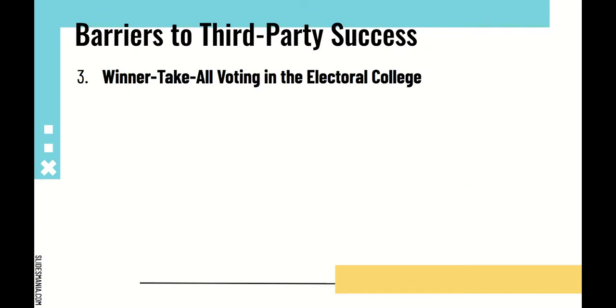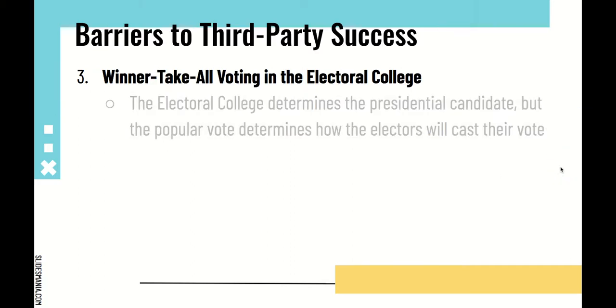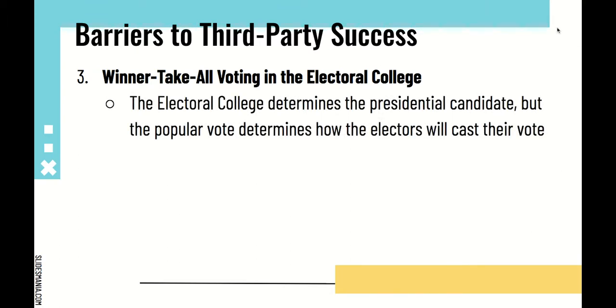Another barrier to third party success is the fact that in our country, we have something called winner take all voting, especially at the Electoral College. Now, I know we haven't really covered the Electoral College yet. Guys, I'm sorry for all the glitches. I don't know what's happening here. But the Electoral College is what's going to determine the presidential candidate.